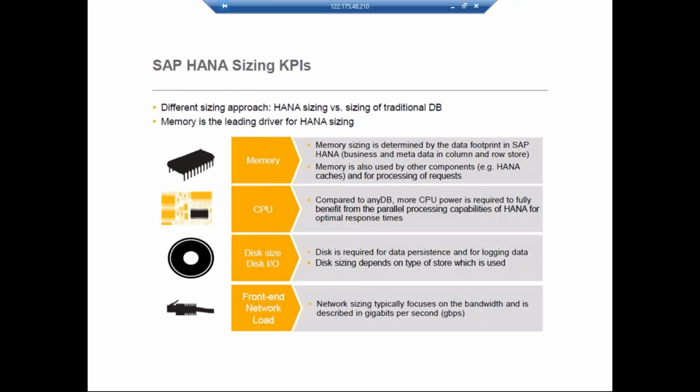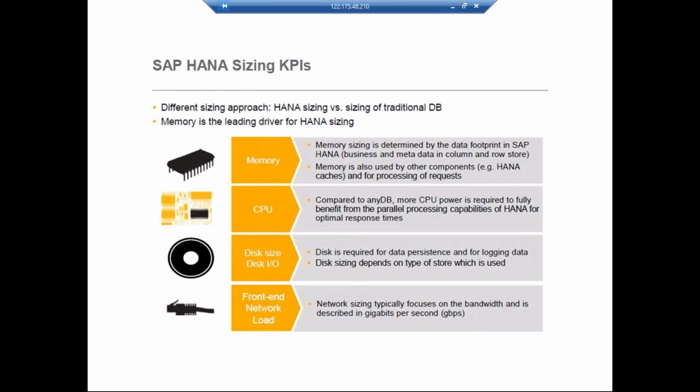So what are the primary factors here when it comes to sizing? What are the primary factors and how is it different from your traditional database sizing? Definitely the approach will be different, because with HANA sizing the most important thing is the memory, because we are speaking about an in-memory database. So identifying the memory is so important here. That's why they mention that memory is the leading driver for HANA sizing.